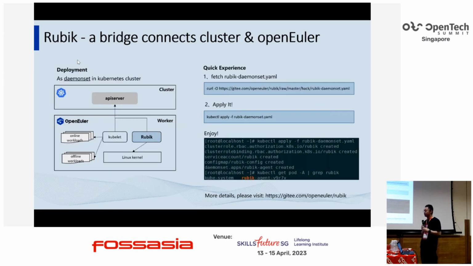For your easy use, we recommend that you use Rubik. It is a bridge that connects our cluster, Kubernetes, and openEuler. It runs as a daemon set in the Kubernetes cluster, on the worker node. You can quickly experience it with this. First, you fetch its YAML, and then you apply it on the node. Then you can integrate it. For more details, please visit our code repo.